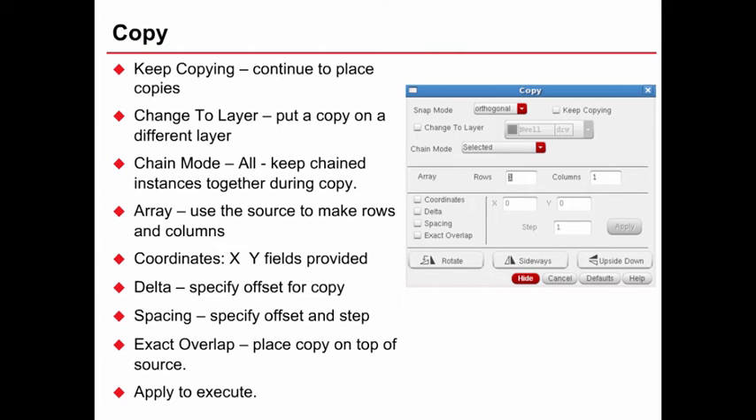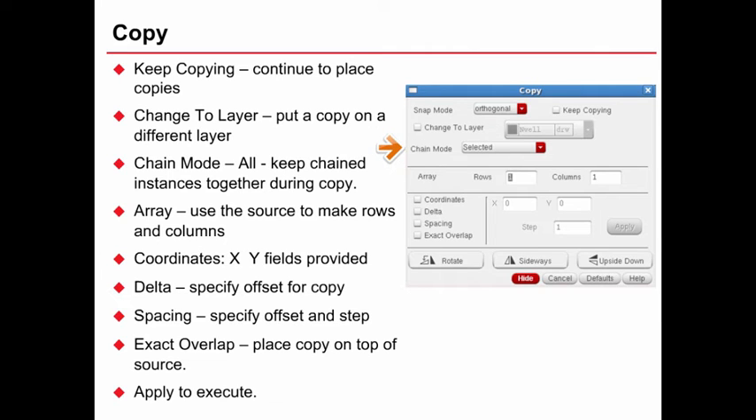In the copy command, we've got the choices for snap mode, and also if we want to keep copying, go ahead and enable that boolean. Now copy, you could also use that for shapes. So if you wanted to copy a layer, say from an implant to a diffusion, you could copy that just by enabling change to layer, and then select the layer that you wanted to change it to.